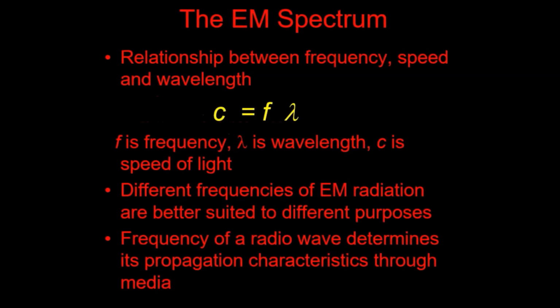There's a fundamental relationship for any wave between the frequency, the speed, and the wavelength. The speed of a wave tends to be given by c. c is usually the speed of light. You can use v here if you want to talk about the speed of a general wave which isn't necessarily light. But c, the speed of a light wave, should equal f, its frequency, times lambda, its wavelength. Different frequencies of electromagnetic radiation will have different energy. The frequency of your radio wave really determines its characteristics.